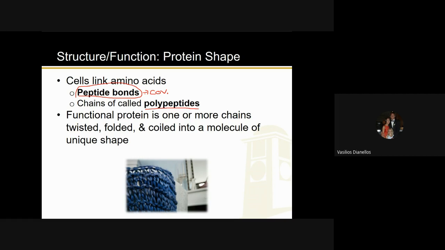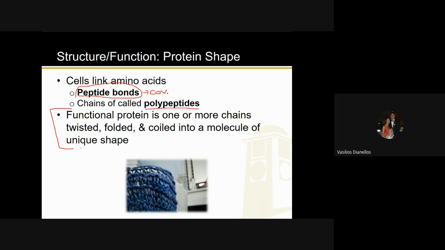All right, here's where it gets a little bit more complicated. And I'm not necessarily going to test you on this, but this part right here. A functional protein is one or more polypeptides that have been twisted and folded and coiled into a molecule of a unique shape. In other words, a polypeptide is just a chain of amino acids, right? Just a chain of amino acids. It's not considered a protein until it gets folded up and shaped into whatever particular shape it needs.